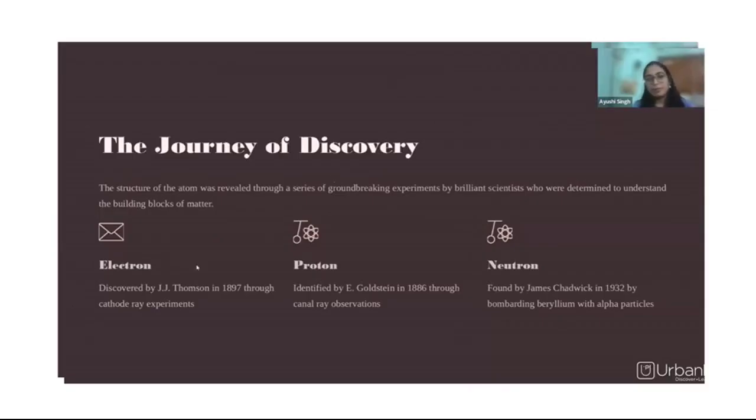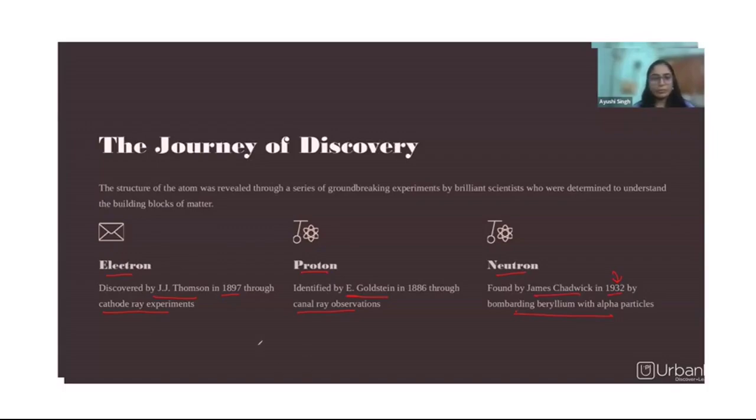So first is electrons, okay? Electrons were discovered by J.J. Thomson in 1897. Okay, he did cathode ray experiment. We'll see what exactly these experiments were through which electrons, protons and neutrons were discovered. Now protons were discovered by E. Goldstein in 1886, and neutron was discovered by James Chadwick in the year 1932. So this came much later into the discovery rather than these two.